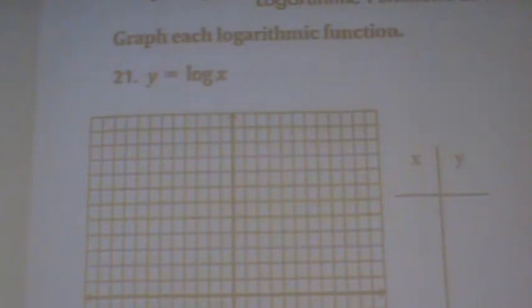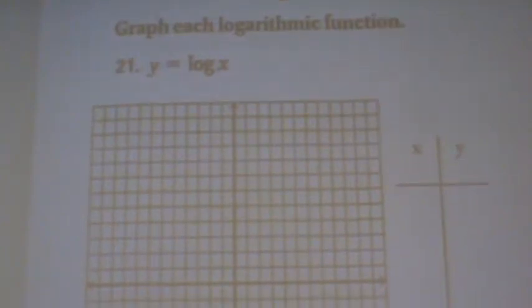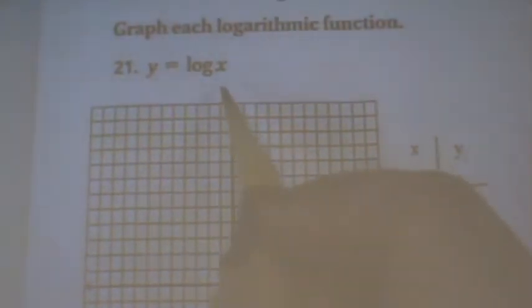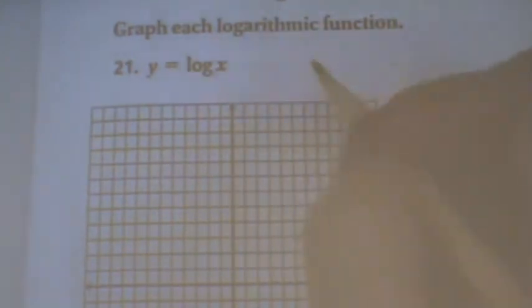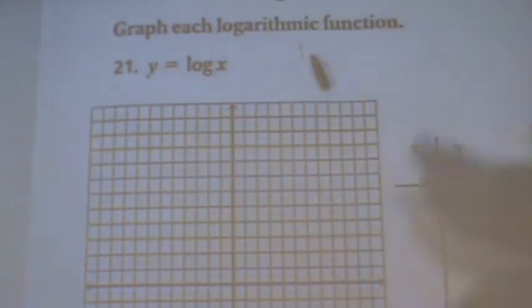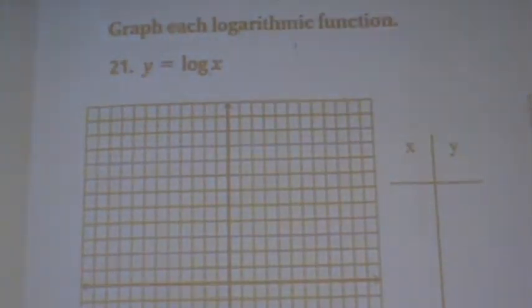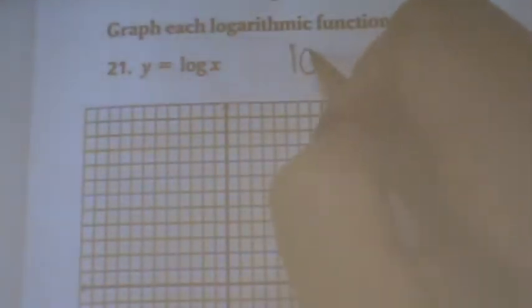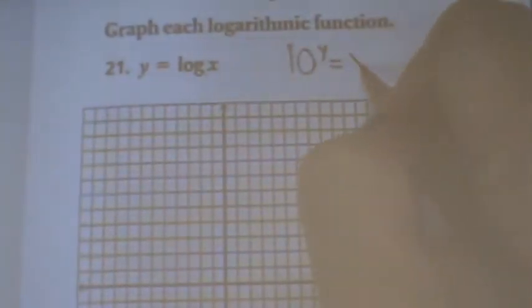Here's the homework for 7.3, we're at day 2, we're graphing logs. For number 21, I need to know what the base is here. 10. It's a 10. When you don't see a number here, it's a 10. So you're graphing, oh, there goes my pencil. That was not cool. 10 to the y power is x.